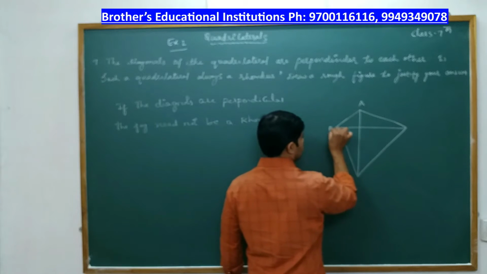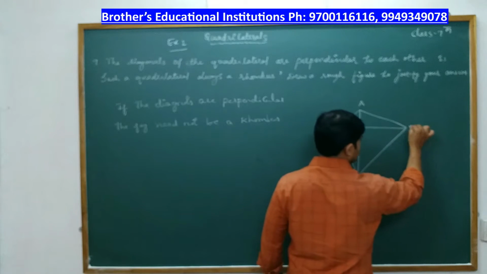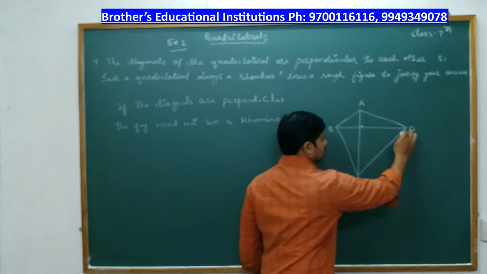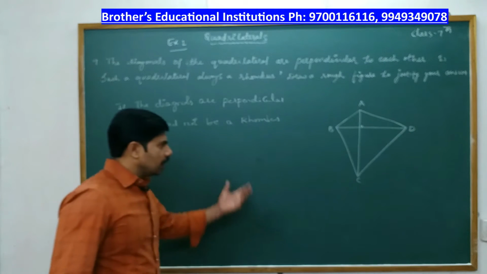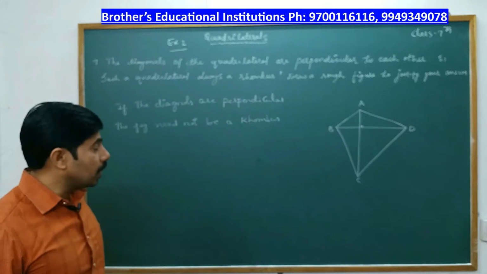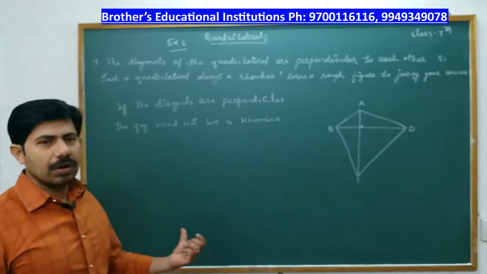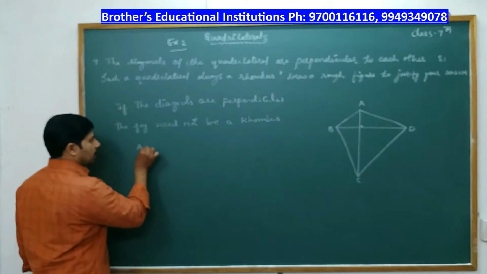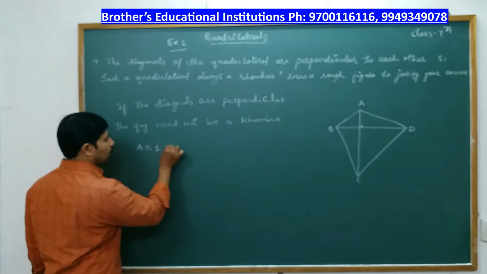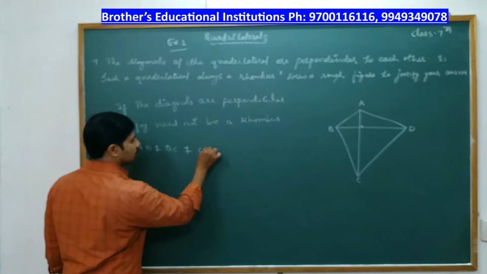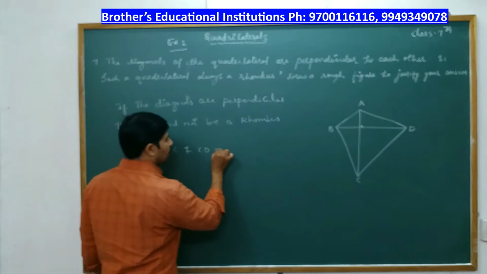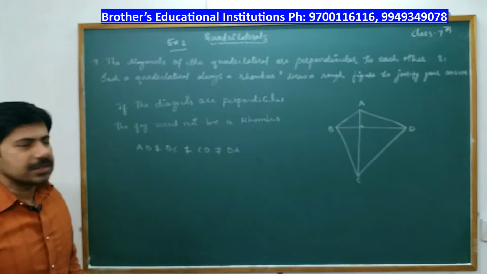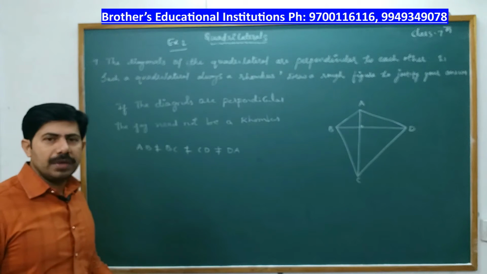ABCD is a rhombus and the diagonals are perpendicular. Now, sorry, this is a quadrilateral in which diagonals are perpendicular but the sides are not equal. If we refer to that figure, AB is not equal to BC, BC is not equal to CD and CD is not equal to DA. If the diagonals are perpendicular, the figure need not be a rhombus.